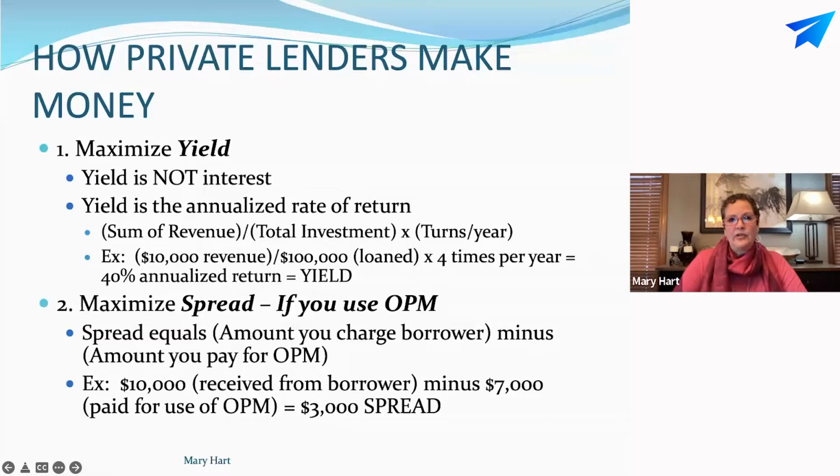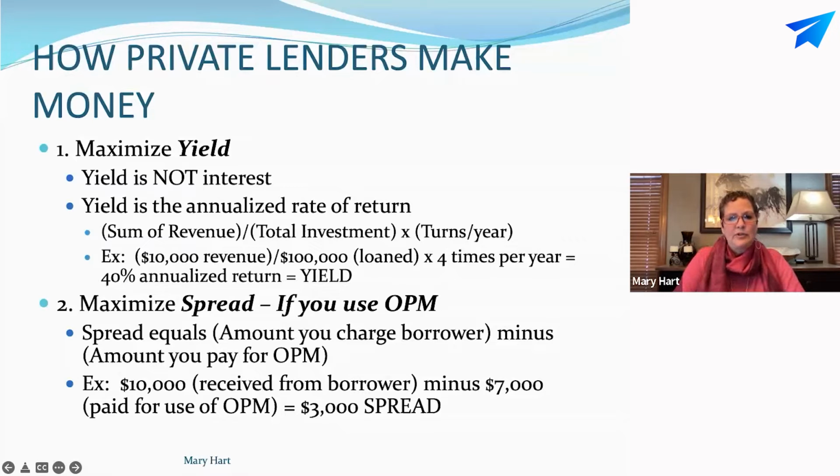So if I loaned $100,000 at 10% for 12 months, one 12-month loan, my return is just 10%, assuming no points. If I had 2 6-month loans, my 10% yield just went up to 20%. See, if I do that same loan 3 times, it's 30%. And if I do it 4 times, it's 40%, all on that same $100,000. So hopefully that makes sense to you guys, because I know I'm going kind of fast to get through all the slides.